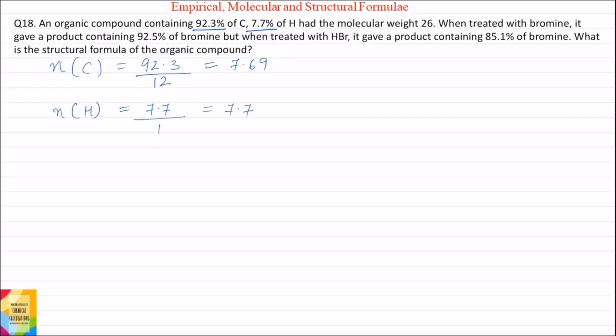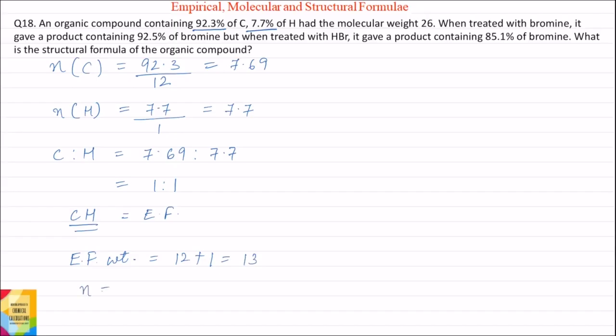तो moles of carbon और moles of hydrogen का ratio हो जाएगा carbon is to hydrogen will be equal to 7.69 is to 7.7, or it can also be written as 1 is to 1. तो empirical formula इस compound का हो जाएगा CH, और so this is the empirical formula. और empirical formula weight will be equal to carbon का 12 plus hydrogen का 1 which is equal to 13.